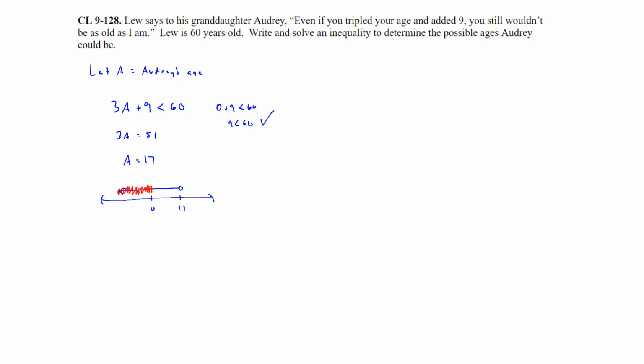So how old could Audrey be? Audrey could be less than 17 years old. And so make sure you write the answer to the question. And once again, read the directions because it does say write and solve. So we did write the inequality. We did solve it on the graph, and I probably should even write the answer x is less than 17 as well.